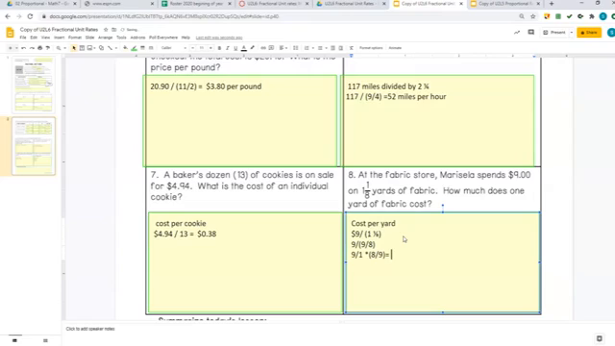Here we definitely see some canceling, right? And we get that the 9's cancel because there's a 9 on top and a 9 on bottom. And we get that is $8 per yard.